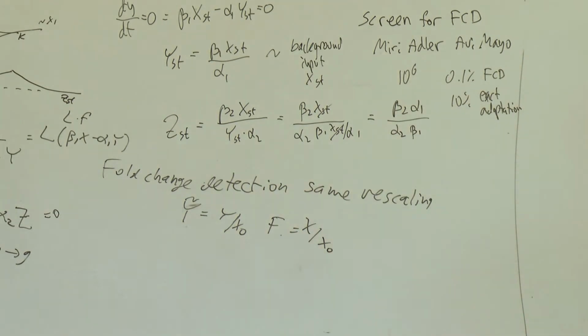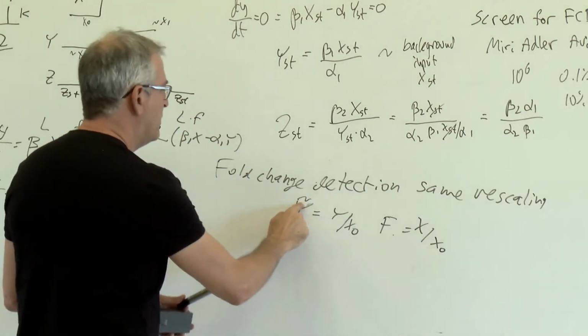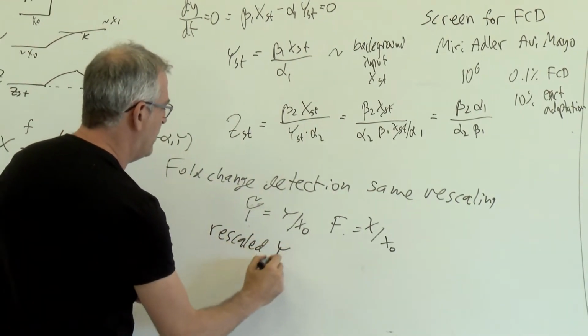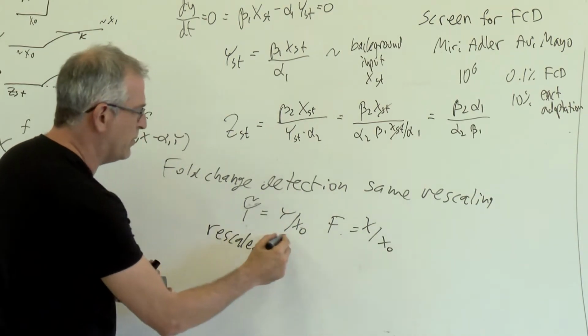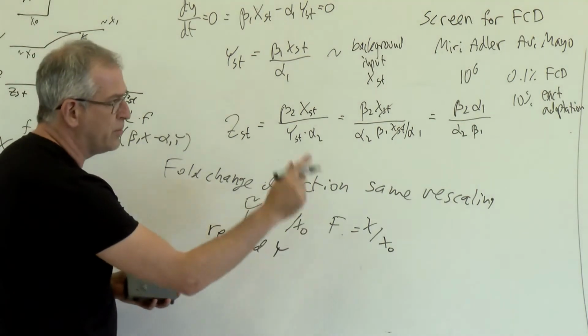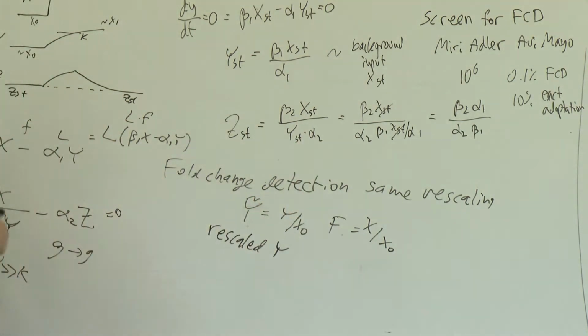Sorry, what's the Y with the thing over? The Y map? This thing? This is the rescaled y divided by the background signal. I didn't go through all the math, but if you use these rescaled variables just like before, you can show that these equations become invariant to the background signal.